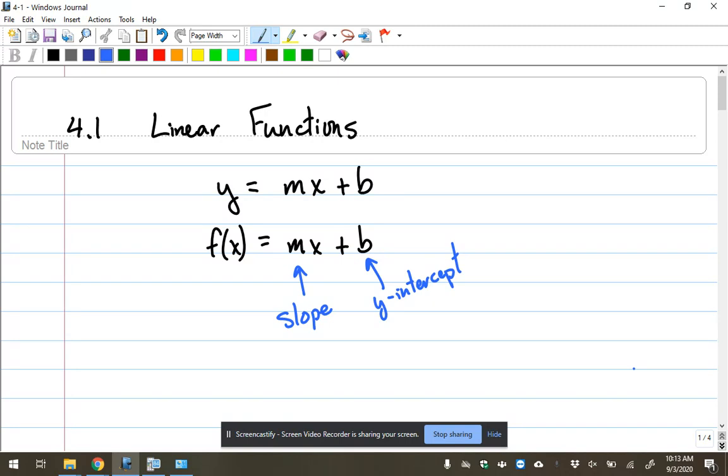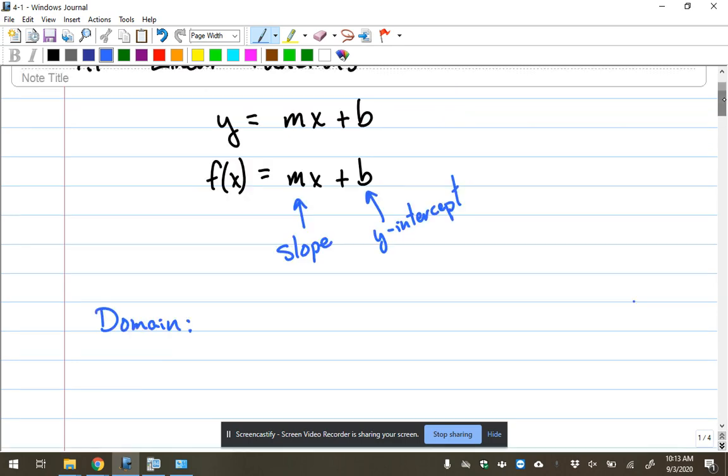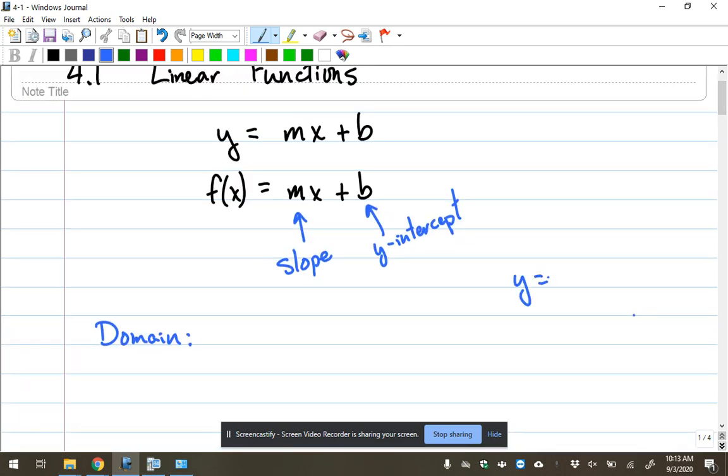Now, when you talk about a linear function, under normal circumstances, what would the domain of a linear function be? And if it helps, we'll write it, f of x equals 3x minus 7, something like that. What would the domain of that example be? Say that again, Luke. No, that'd be the y-intercept. That's not the domain. Domain, what's domain?